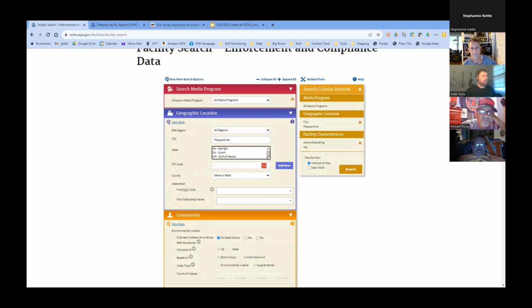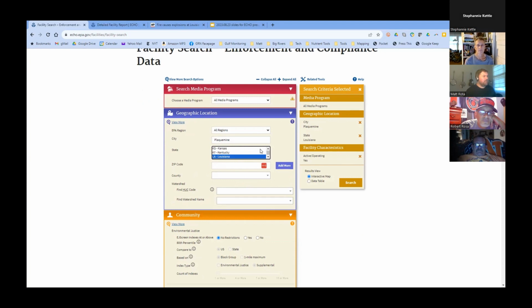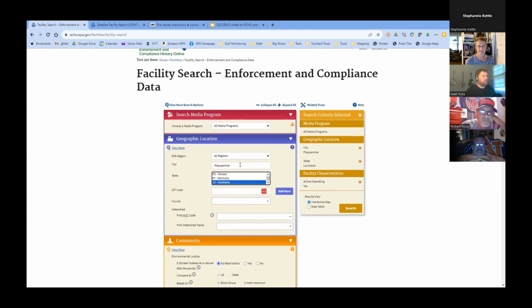And in Louisiana. Oops, there we go. Don't know the zip code. I can't remember exactly the county. It's like, okay, so I put in the geographic information that I have.